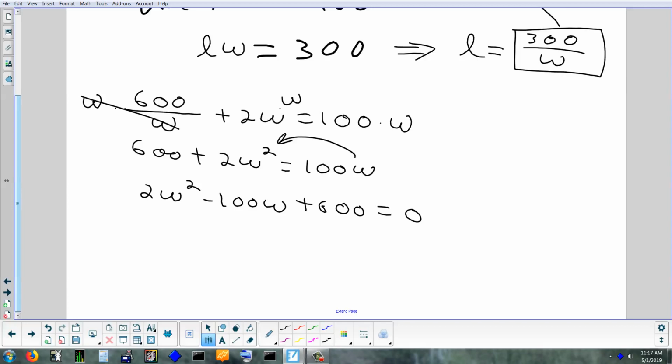By doing what? Dividing by 2. Yeah, you can divide everything by 2. I mean, it doesn't make the numbers that much smaller, but makes them half as big. So w squared minus 50w plus 300 equals 0.